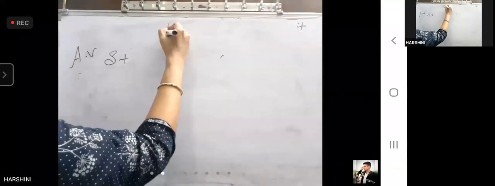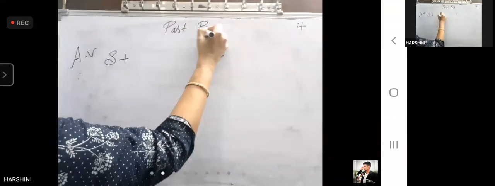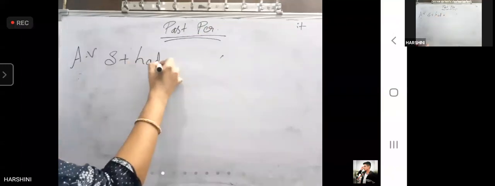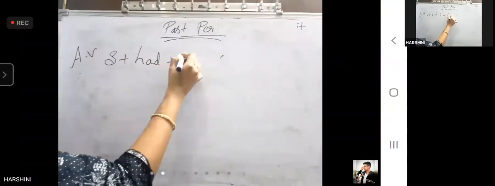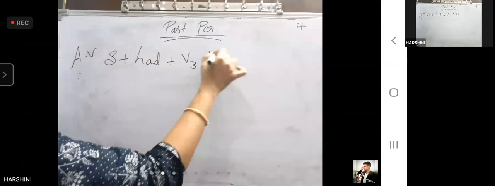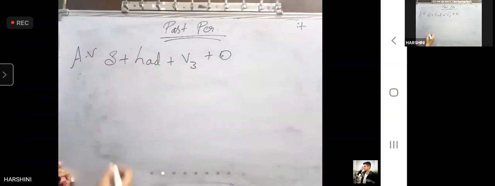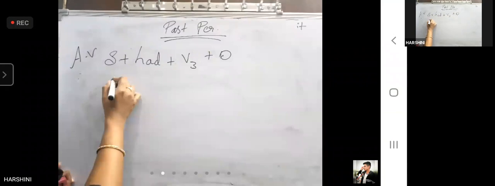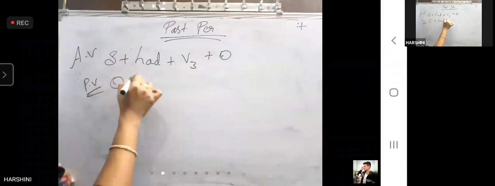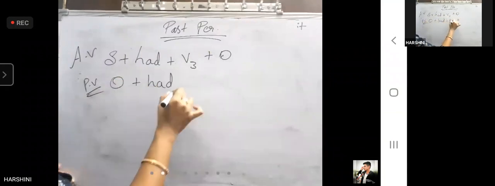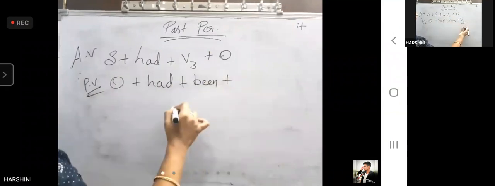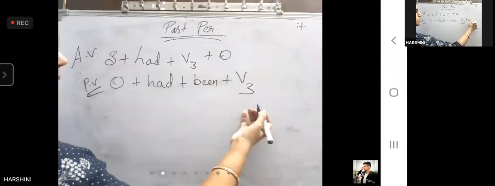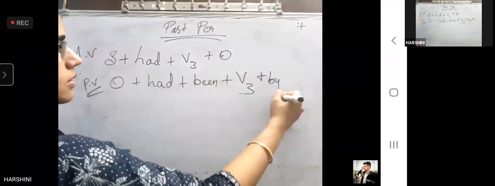Now for past perfect. In past tense, there's no confusion. Only had is used in active voice. Subject plus had plus V3 plus object. Okay. As simple as that. Because it is past tense, we use had. To show the difference between active voice and passive voice, we use been. And then we use V3 because in all passive voices we use V3. By plus subject.